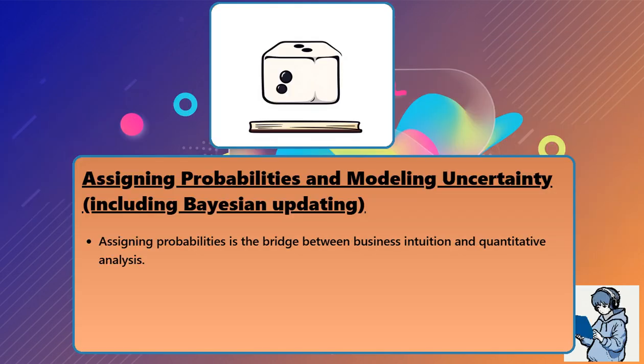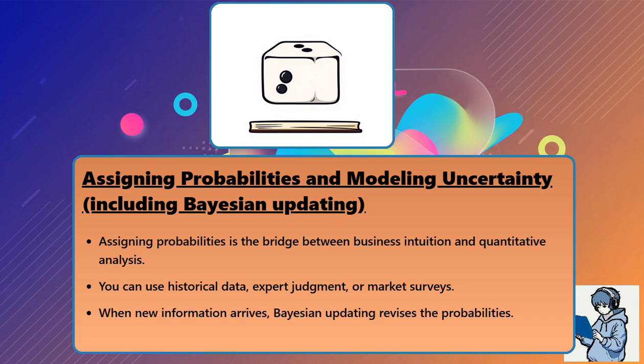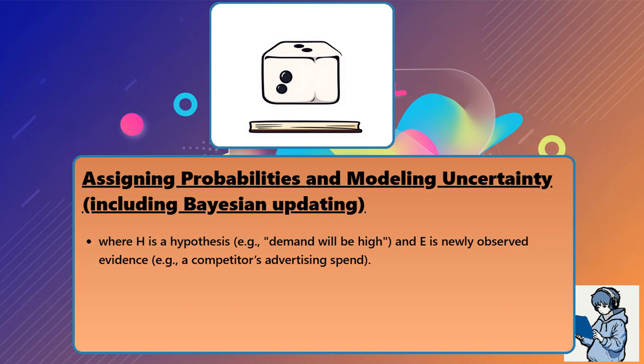Assigning probabilities is the bridge between business intuition and quantitative analysis. You can use historical data, expert judgment, or market surveys. When new information arrives, Bayesian updating revises the probabilities. Posterior P(H|E) equals P(E|H) times P(H) divided by P(E). H is a hypothesis, for example, demand will be high, and E is newly observed evidence, for example, a competitor's advertising spend.